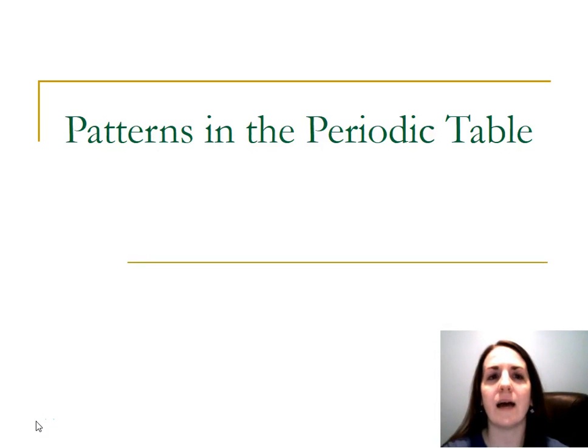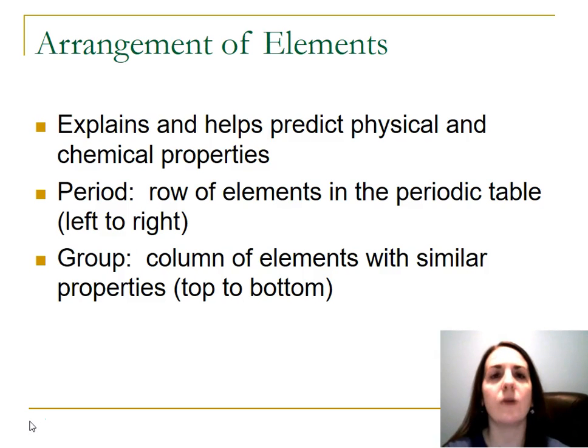Grade 10s. So today we're going to look at some of the patterns in the periodic table. So that just means that we're going to look at the arrangement of the periodic table and why certain elements are grouped the way that they are. The arrangement of the elements on the periodic table is really useful because it helps to explain and to predict the different physical and chemical properties that each of the elements has.